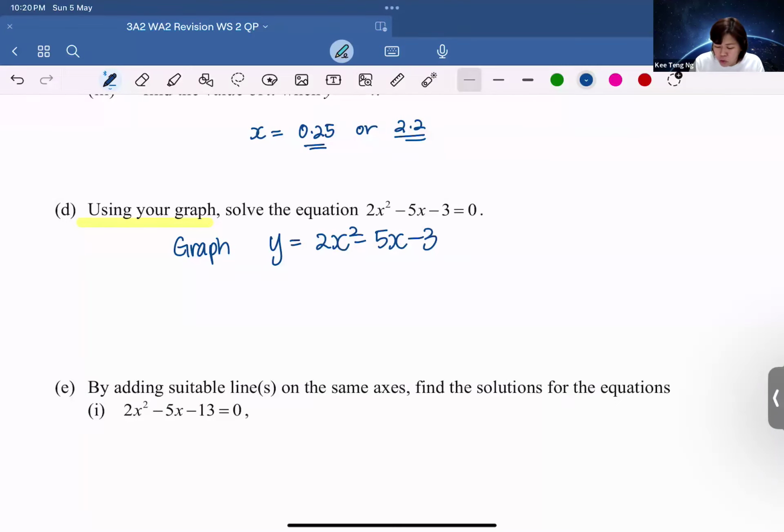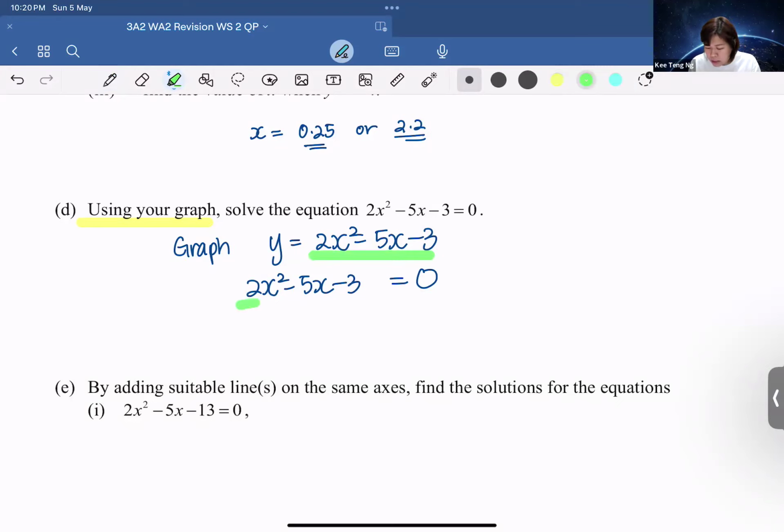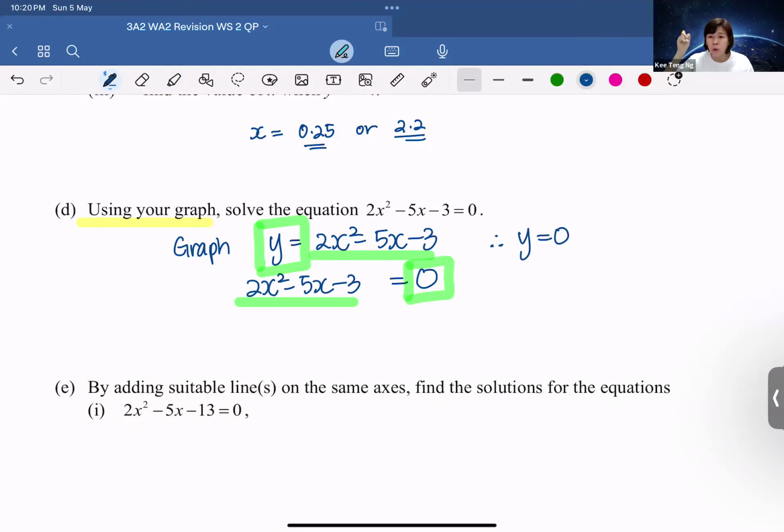Now they ask me to solve 2x squared minus 5x minus 3 equals 0. If that is the case, this part and this part are exactly the same. That means y must equal the number 0. So in this case, y equals 0. I go to the axis y equals 0 and look for the values for x. Usually quadratic, x squared, so there should be two answers.